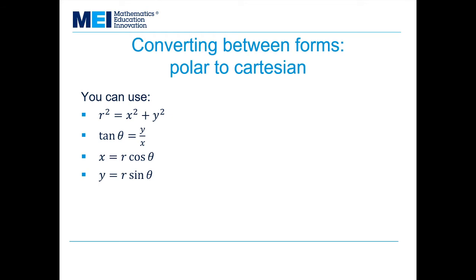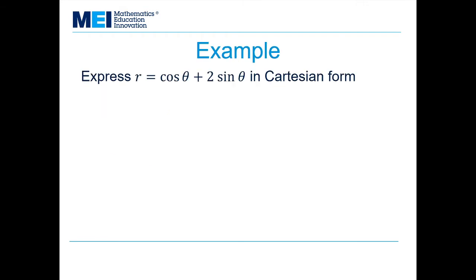It's useful to remember the following for converting between polar and Cartesian. First of all, r squared equals x squared plus y squared. Tan theta is y over x, x is r cos theta, and y is r sin theta.